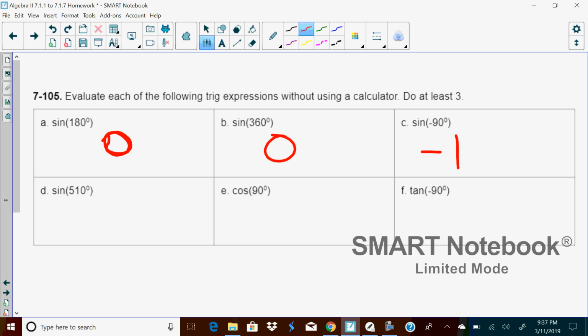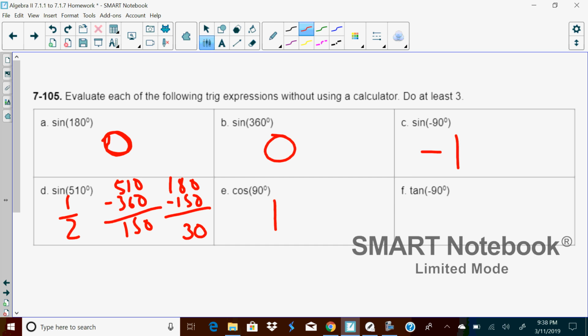510. So if I did 510 minus 360, I'm going to get 150. Then 180 minus 150, to figure out my reference angle, I get 30 degrees. So sine of 30 degrees is 1/2. Cosine of 90 degrees is 0. And the tangent of negative 90 is actually undefined.